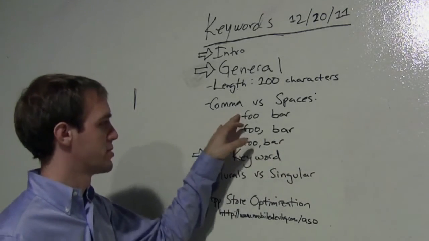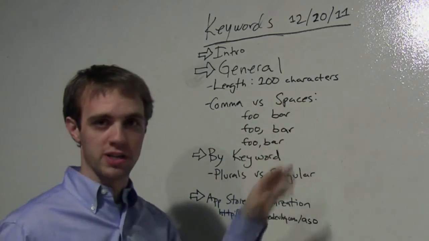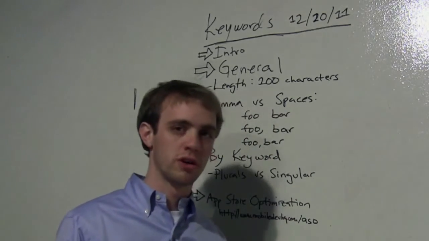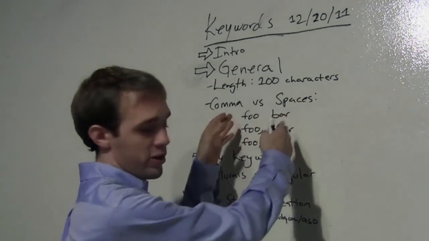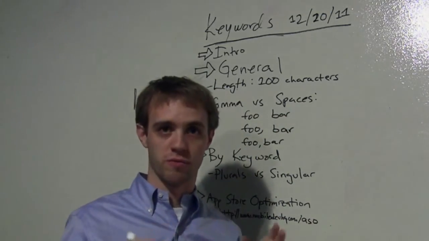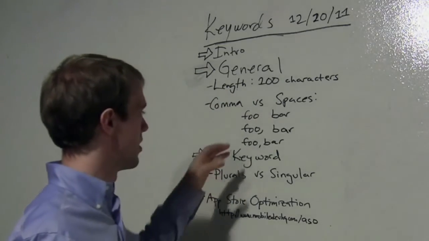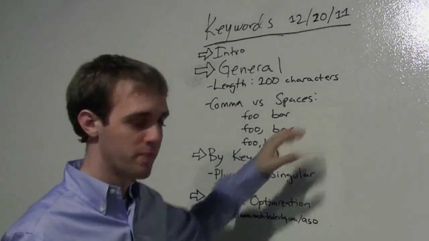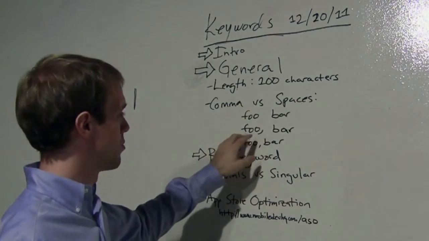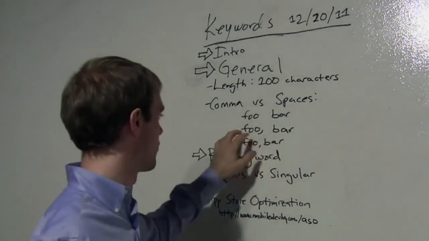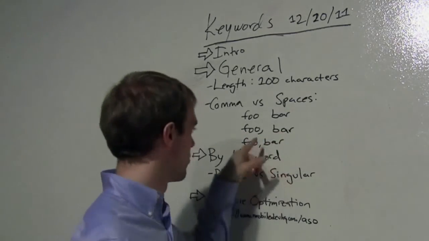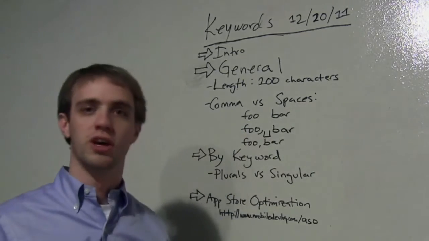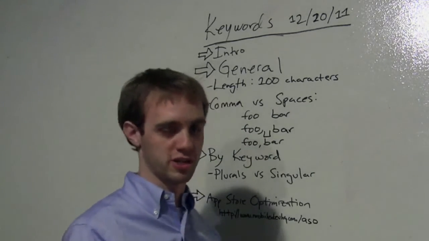So in the first option, foo space bar is bad because Apple won't necessarily know if this is one keyword that is just foo bar and you want to only rank for the search term foo bar, or if it's 2 keywords that you care about, which is foo and bar. The second one is bad because, well, you're making it more explicit that this is foo and bar. You now have a wasted space in the middle here where you could have an extra character, and going forward with many different keywords that could actually add up.